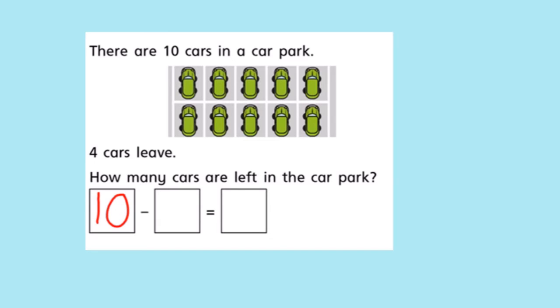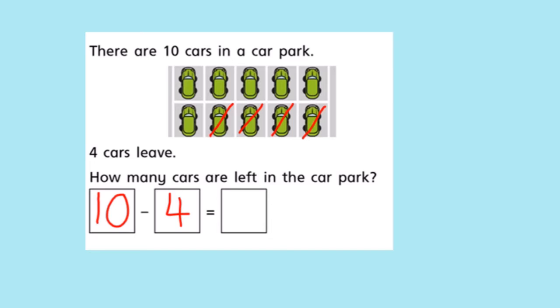4 cars leave. I can't take the cars away, so I'm going to cross them out just like we did last time. 1, 2, 3, and one more is 4. So 4 cars leave, so I'm subtracting 4. So far my number sentence says 10, subtract 4, and now the equals is asking me how many are left.